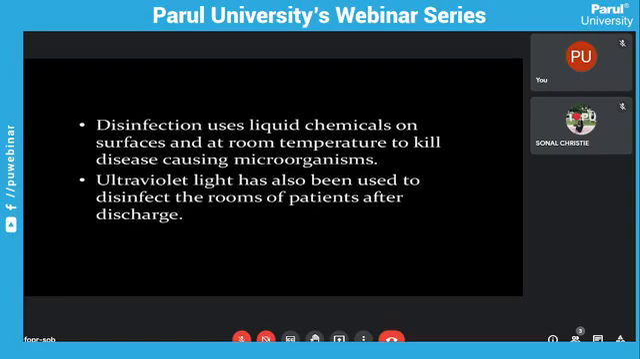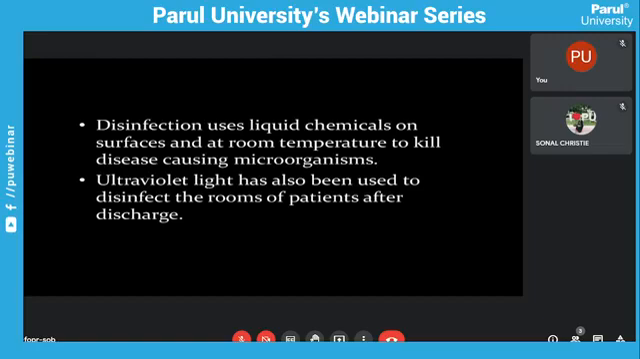Then, disinfection uses liquid chemicals on surfaces at room temperature to kill disease causing microorganisms. In the disinfection process we use liquid chemicals, which are disinfectants or antiseptic liquid solutions, on the surface at room temperature, but it will only reduce the number of microorganisms.